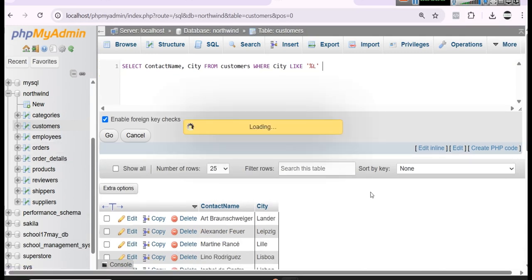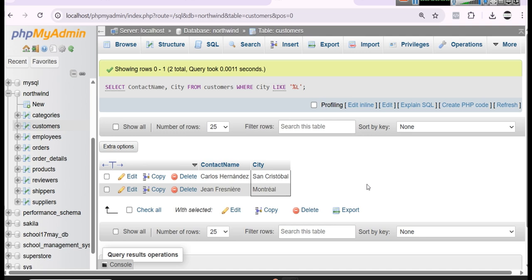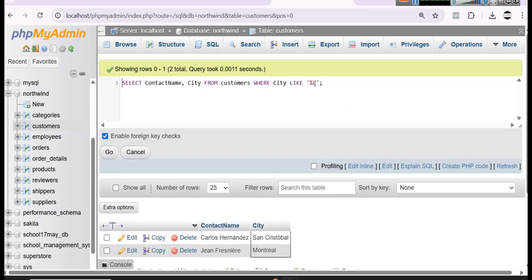So when you write this, now you can see we have only two cities which end with L. So is this clear? Now when we say ends with or starts with, it can be a capital letter, you can see, but it is not case sensitive, because here you can see in Cristobal or Montreal it is a small letter in both cases.